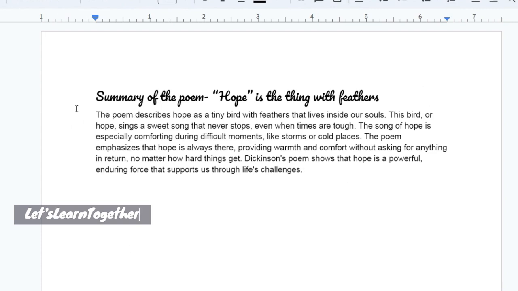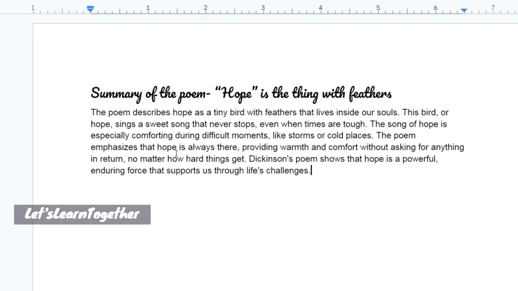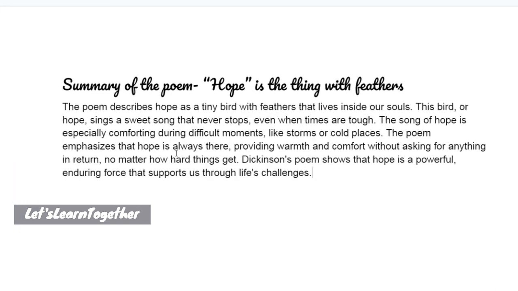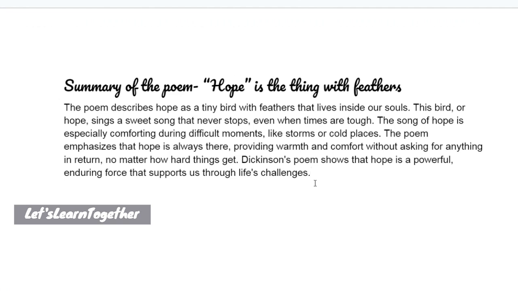All right, so here you can see that I have provided the summary of the poem, Hope is the Thing with Feathers. You can read this summary out, and this summary is very clear. That means it will give you a clear concept of what the poem is basically talking about. Look, the poem describes hope as a tiny bird with feathers that lives inside our souls. That means hope is something that lives inside our souls or inside our mind.